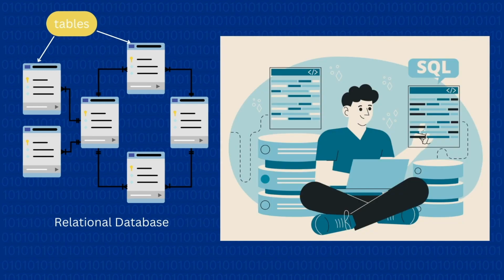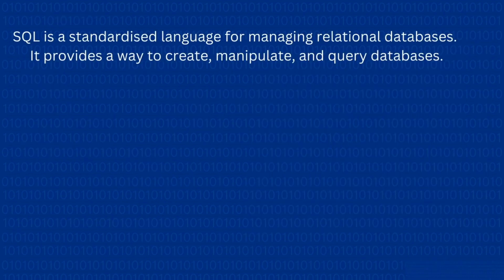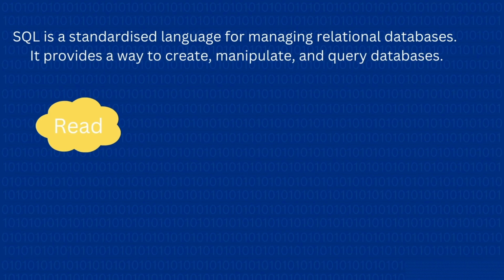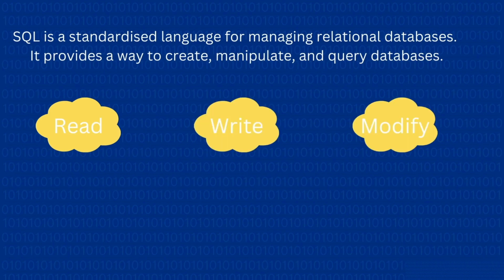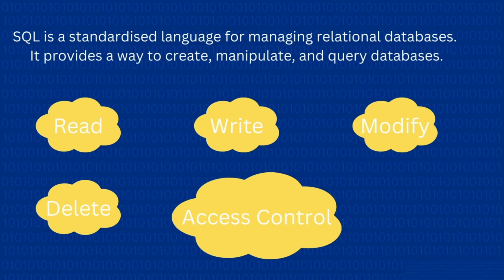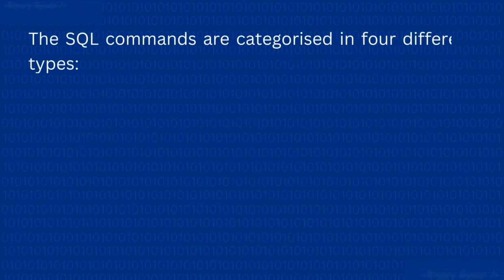So to operate on this data stored in database you need some form of language to communicate with the system. That language is SQL. Through SQL, we can read information from the database, write to a database, modify the database, delete a database and provide access control on the database. The SQL commands are categorized in 4 different types.